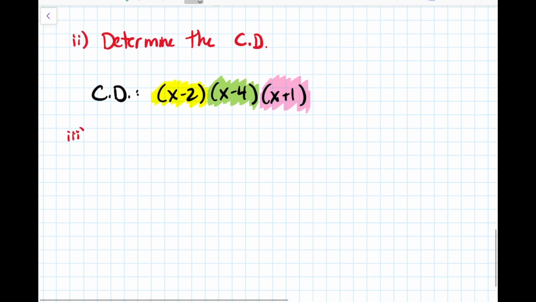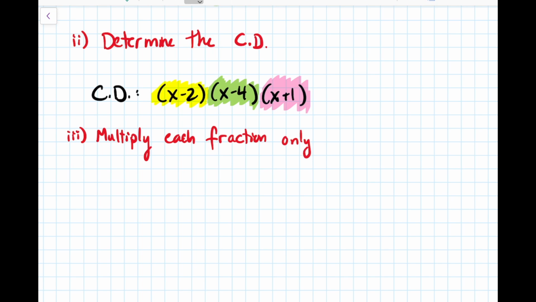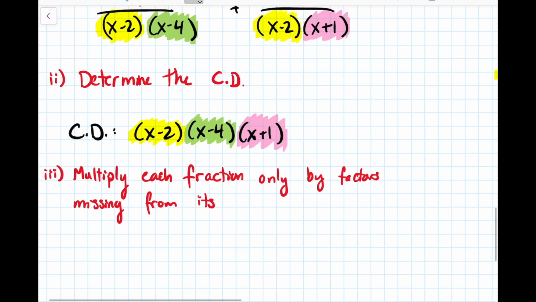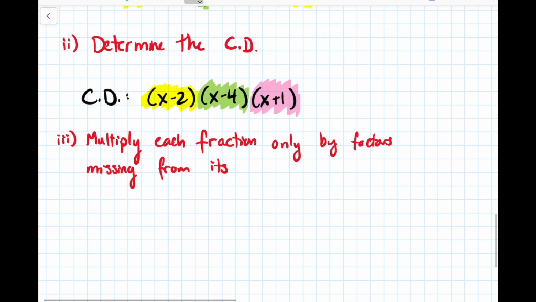Now that we've got that common denominator, step 3 is going to be to multiply each fraction by whatever's missing from its denominator to get that common denominator. So only by the factors that are missing. Which is why it's so important to be really careful getting that common denominator and to not include too many things. Because if you include too many things, if we had included, say, an extra x minus 2 here, it wouldn't necessarily have been mathematically wrong, but it would have meant that we would have been multiplying by too much stuff, and it would have made this way too hard for us to deal with.